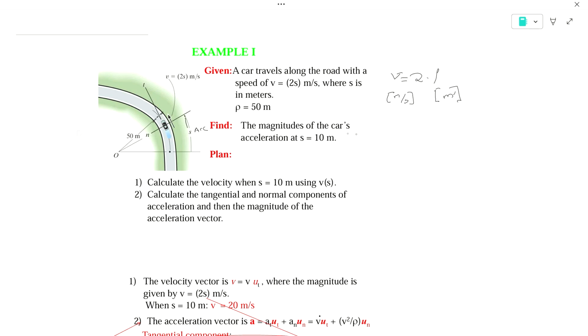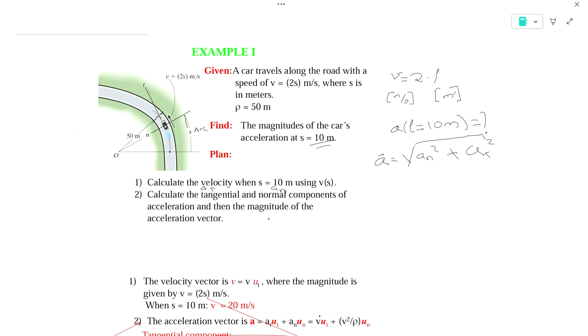All right, so find the magnitude of the acceleration at 10 meters, or when L equals 10. So acceleration when L equals 10 meters. All right, so first we're going to calculate the velocity in order to calculate the acceleration, and then we have to calculate the tangential and the normal components. Remember, when they ask you for the acceleration in curvilinear coordinates, polar cylindrical, then the magnitude of the acceleration is the normal acceleration squared plus the tangential acceleration squared.